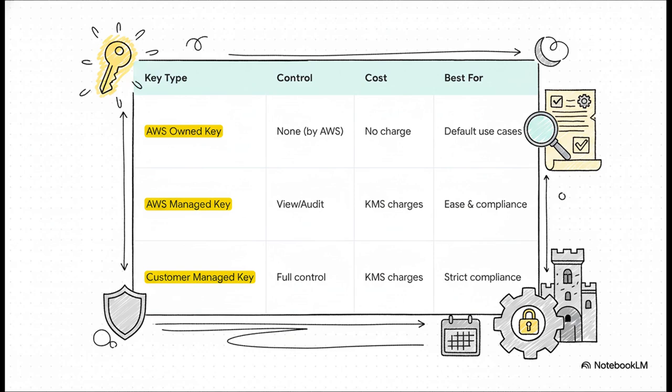The AWS-owned key is the default. It's free, it's zero config, it just works. Then you have the AWS managed key. This one costs a little bit, but it gives you the ability to actually see and audit how the key is being used right in your own account, which is a huge plus for compliance. And finally, for maximum control, you have the customer managed key. You create it, you own it, you manage its policies, you can rotate it whenever you want. This is the one you choose when you have super strict security or compliance rules to follow.